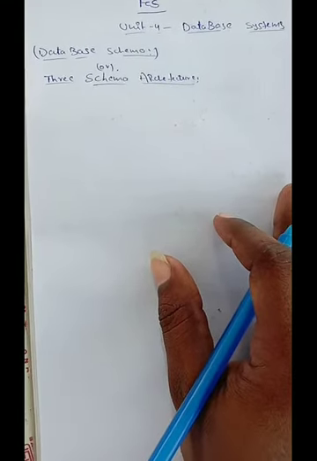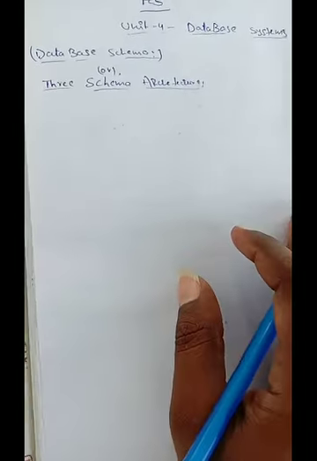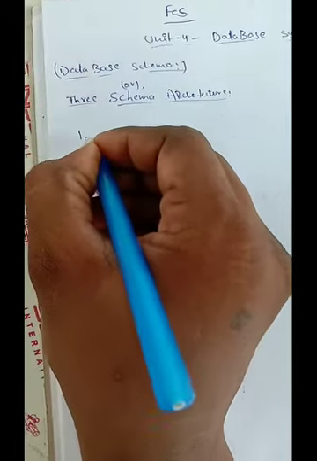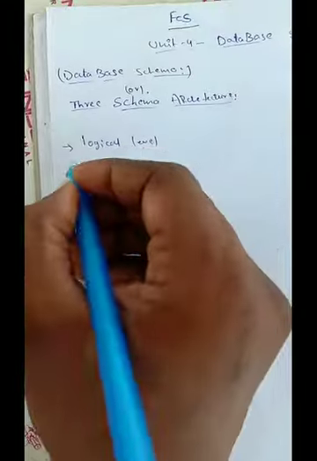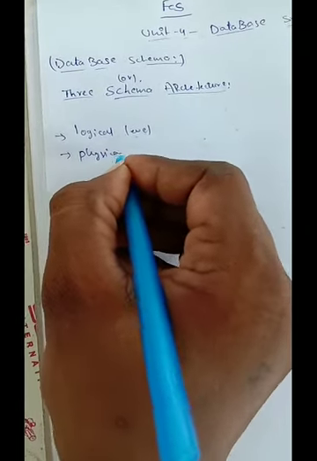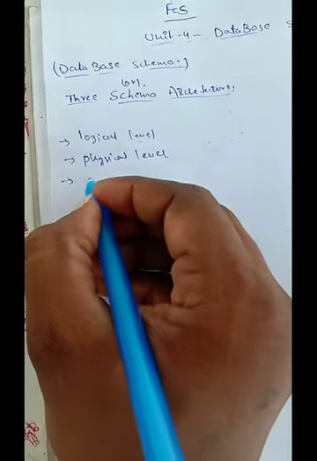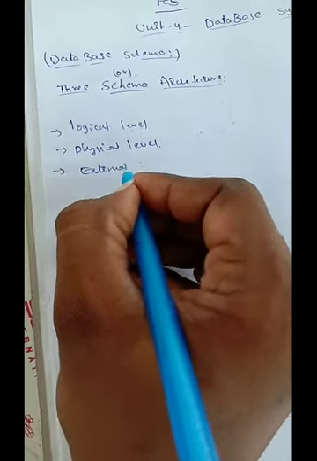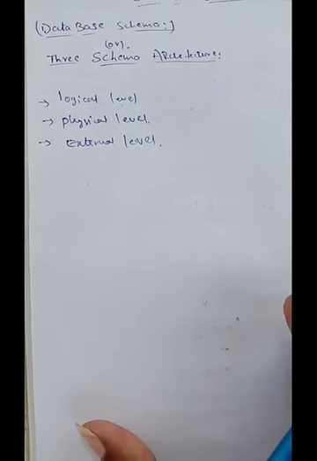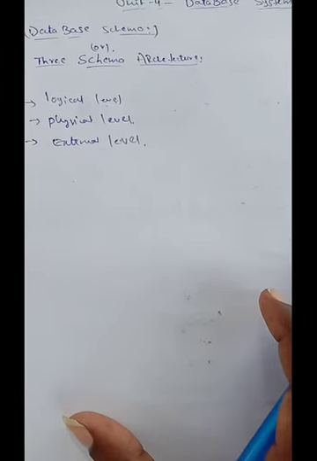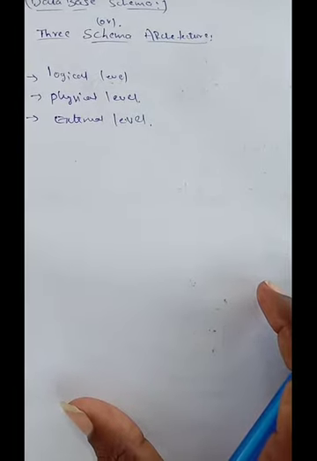So, levels in the database. Here we have three different levels. Those are the logical level, the physical level, and the external level. So we have three different levels, and we have three different schemas in the database.